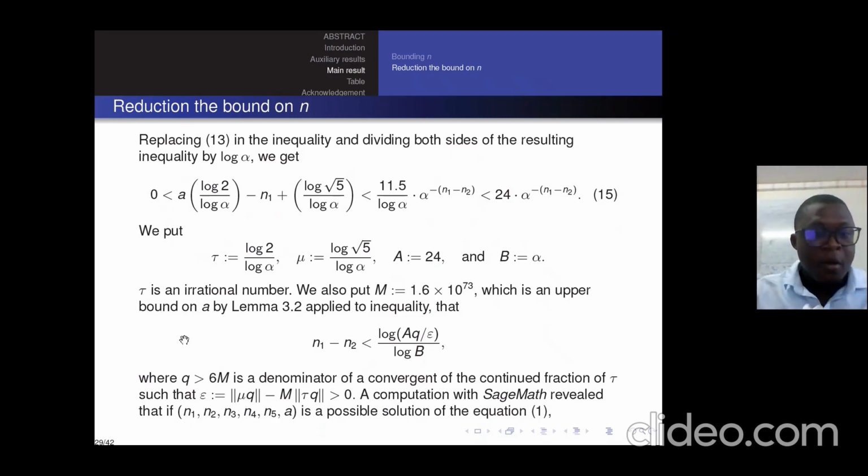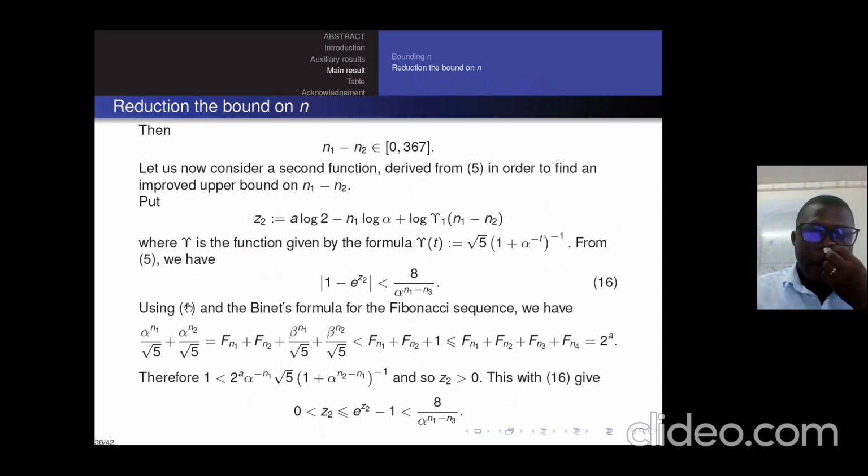Where Q is greater than 6M is the denominator of a convergent of the continued fraction of tau, such that epsilon is equal to this. A computation with Mathematica revealed that if n1, n2, n3, n4, and n5 and A is a possible solution of equation 1, then we will get n1 minus n2, which belongs to this interval 0 to 367.